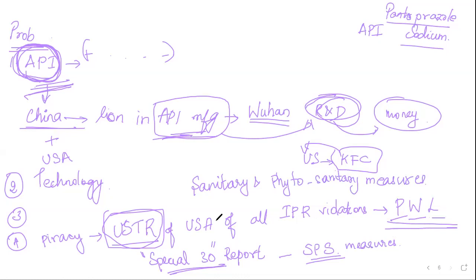So they accused us that we are violating intellectual property rights, so we are not supposed to sell our products in the USA. So there are so many problems being given to our pharmaceutical industry. These are the problems pertaining to our pharmaceutical sector. Okay, that is it with regard to the pharmaceutical sector.